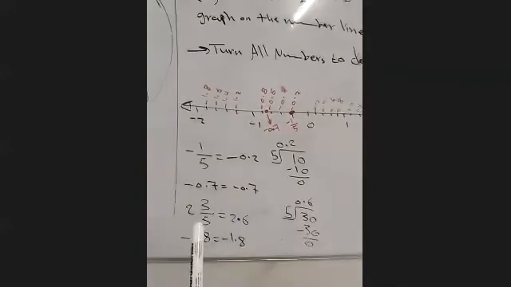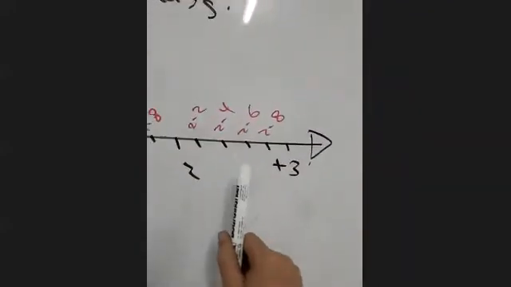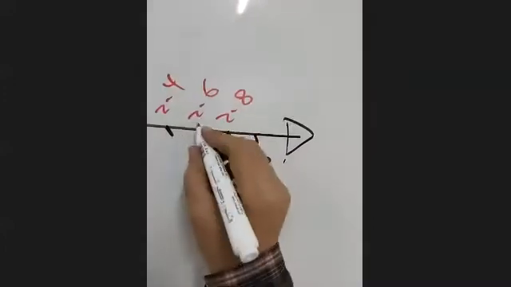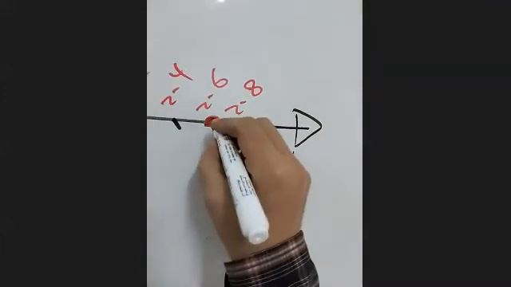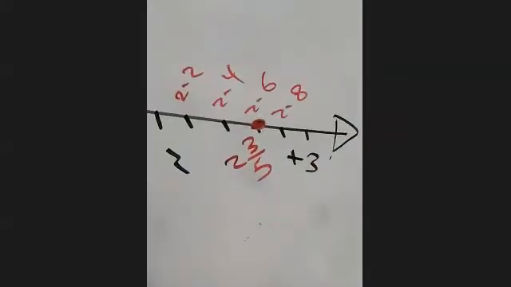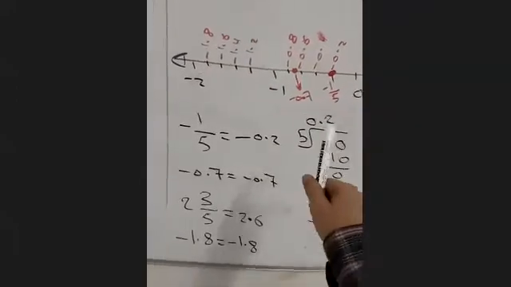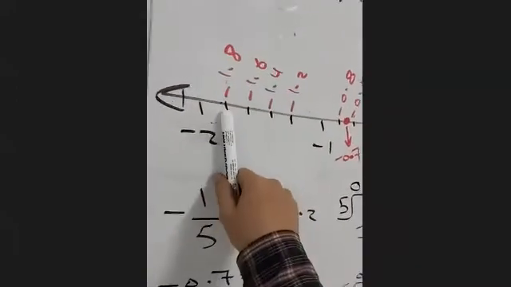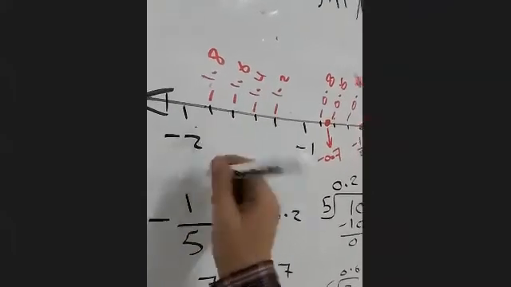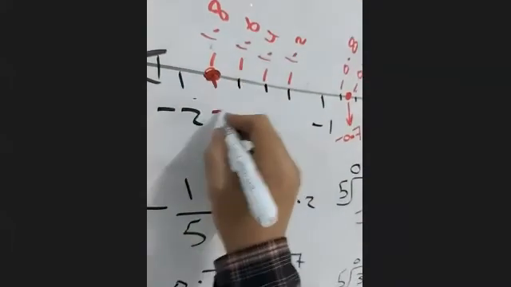Now, 2 and 3 over 5, it is 2.6. Where is it? Here, 2.6, which is the same as our number in the group, 2 and 3 over 5. The last number, negative 1.8, do we have it? Yes, I have it here. If we don't have it, it will be between 2 numbers, but I have it already. So here it is negative 1.8.